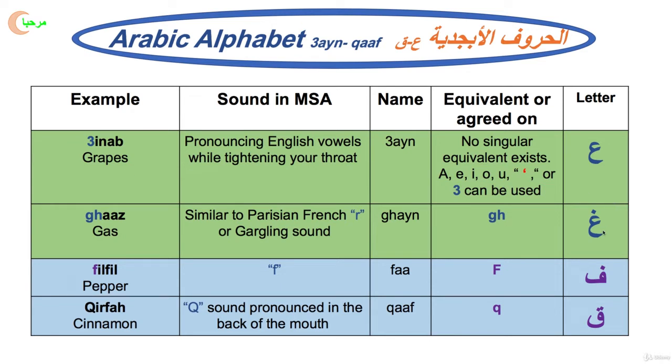The next letter here has the exact same shape as the ghayn, but it has one dot above. And this letter also does not have an equivalent in English. We usually agree on writing it as GH. The name of this letter is ghayn. Even though it doesn't have an equivalent, English speakers make that sound while gargling.